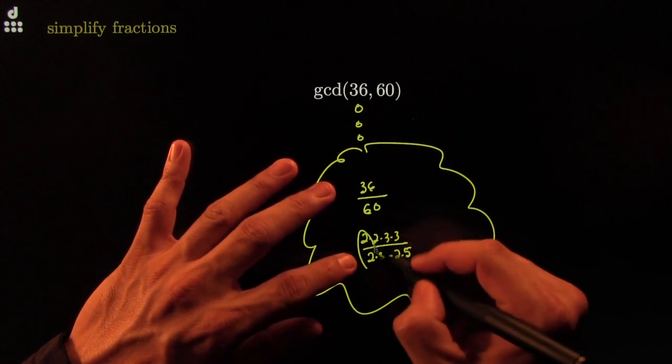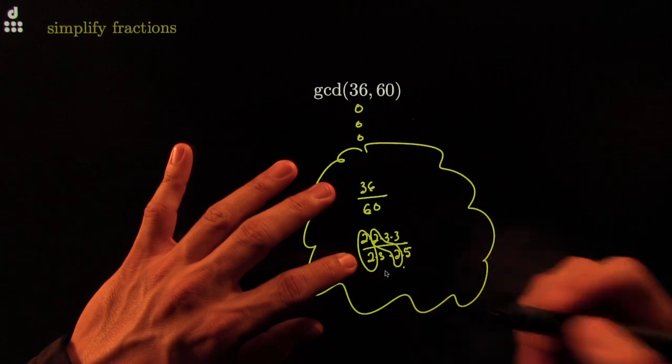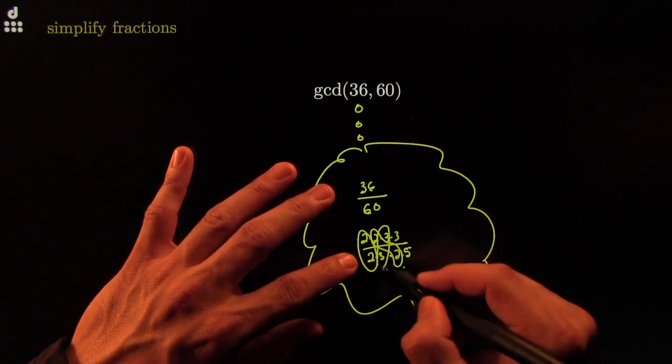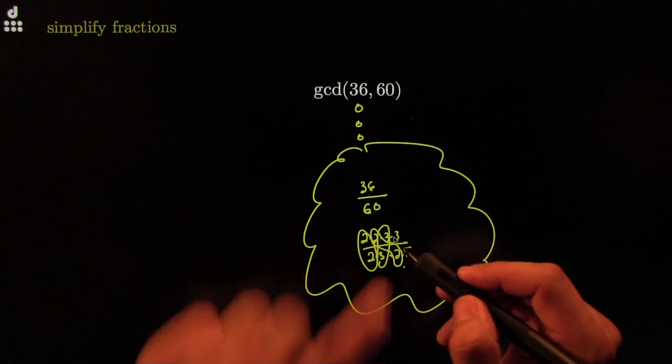So what's common? I see a 2 common. I see another 2 that's common. And I don't see anything else. Oh wait, I see a 3 that's common. And that's about it. The things that are common are a 2 and a 3.